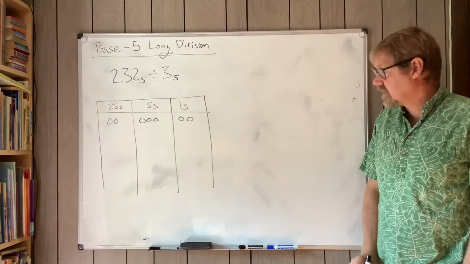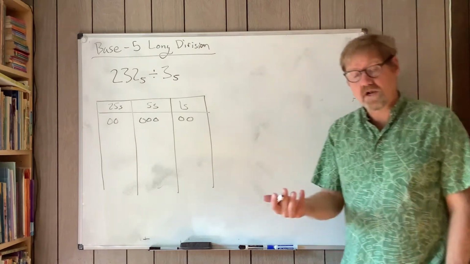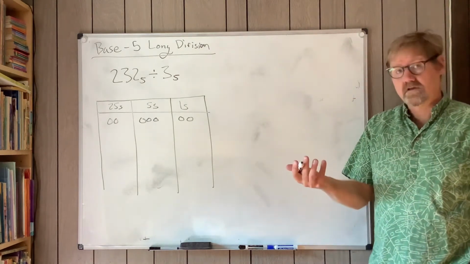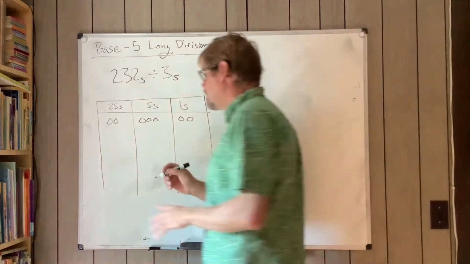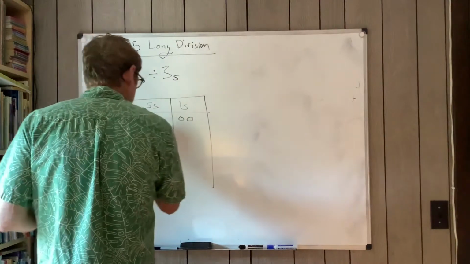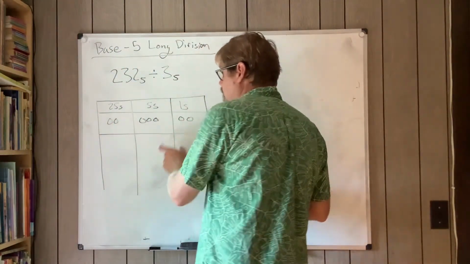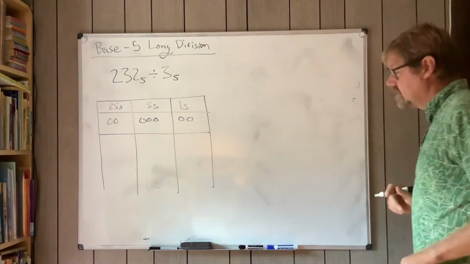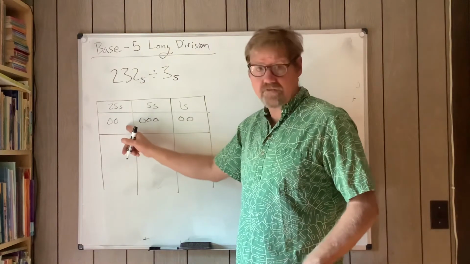All right, now here's the way that I always approach this. What I'm going to do is run multiplication in reverse. So here's what I want to do: I'm going to take these and get 3 groups that are the same. Okay, so the first thing is I don't have 3 twenty-fives.